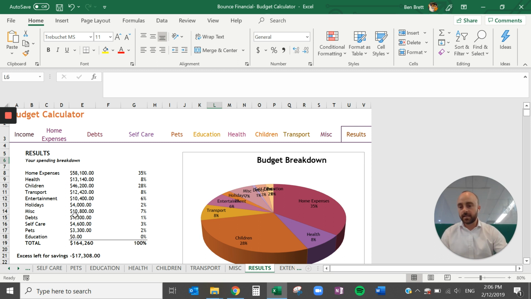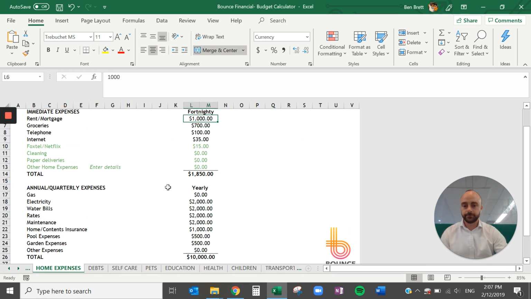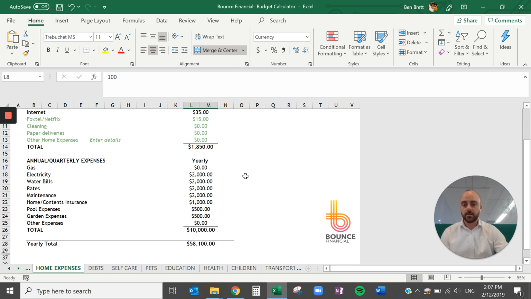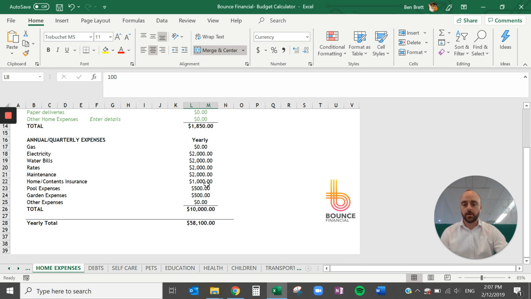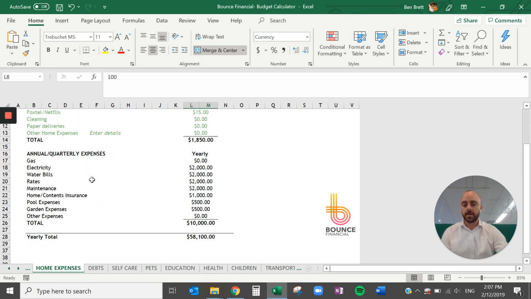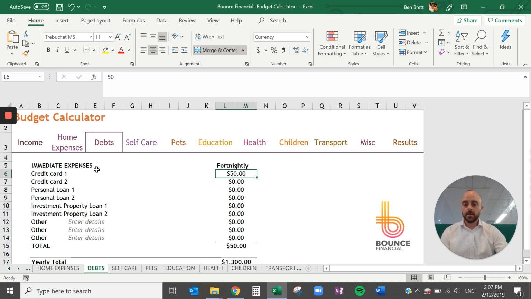So let's look at some of our key major expenses here. Home expenses is huge. Let's look at that and see what we've got. Okay, so the mortgage is $500 a week, so $1,000 a fortnight. Groceries is quite high, but again, this is a family of four, so there's not a whole lot we can do. Telephone is high, can't change that. Internet is high, can't change that. Electricity, water bills, rates, home contents, pools. Okay, all right. So I think unfortunately that's where we're going to be with that. That's the decision that was made to buy the house, so that's where we're at.